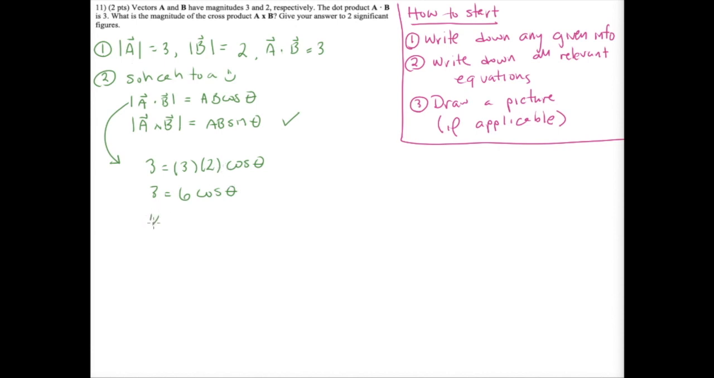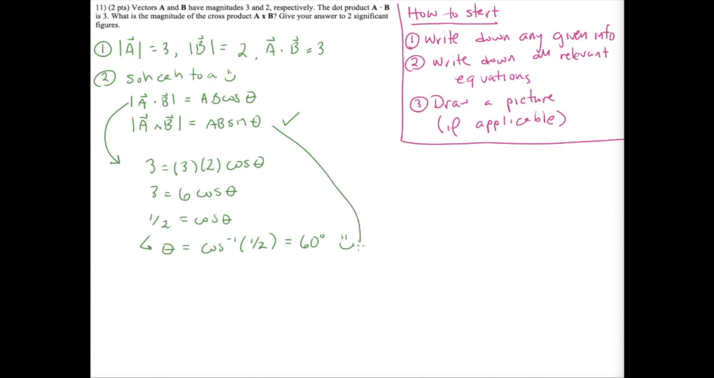So 3 equals 3 times 2 times cosine theta. And again, we're solving for theta here. Then we get 3 equals 6 cosine theta, and then dividing both sides by 6, 1/2 equals cosine theta, and then theta equals cosine inverse of 1/2. Pretty straightforward, hopefully. And that is equal to 60 degrees. So we just found that the angle between the two vectors equals 60 degrees.